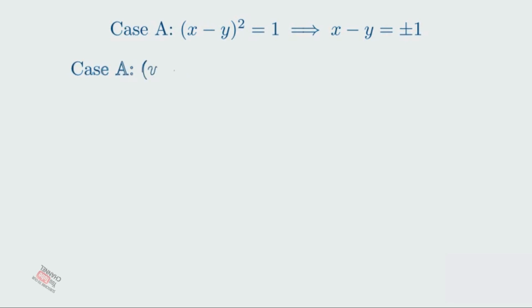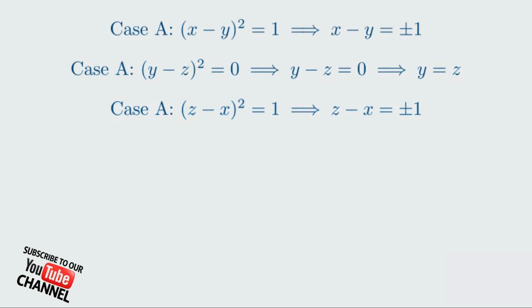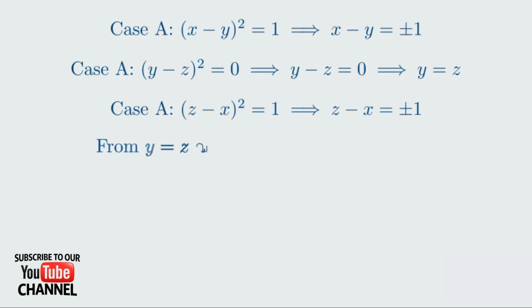We'll set (x minus y) squared equal to 1 and the other 2 terms equal to 0. Case A: let (x minus y) squared be 1, which means x minus y is plus or minus 1. Let (y minus z) squared be 0, which means y minus z is 0, or y equals z. And let (z minus x) squared be 1, which means z minus x is plus or minus 1. The last constraint, z minus x equals plus or minus 1, isn't new. Since z equals y and y minus x equals plus or minus 1, it automatically follows that z minus x equals plus or minus 1. So the first equation is sufficient. We have x minus y equals 1, and y equals z.